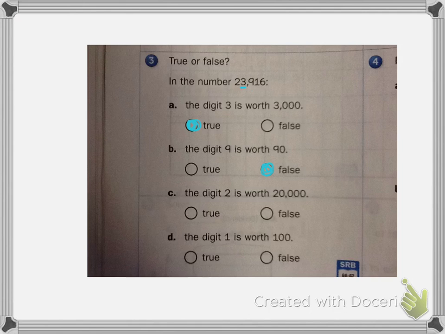The 2 is worth 20,000. Since the 2 is in the 10,000s place, it is worth 20,000, so that one is true. And the last one, the 1 is worth 100. So if you look at the 1, it's in the tens place, so it's worth 10, not 100. So that is false.